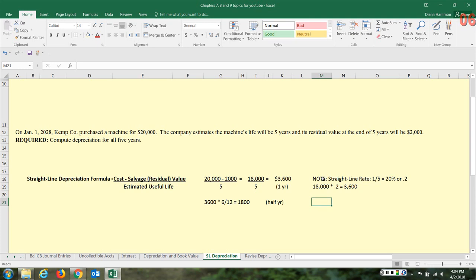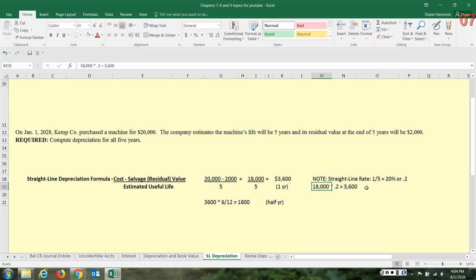Now do note over on the right hand side here, I want you to just be familiar with this. When we say what is the straight line rate, it is actually 1/5. That's 1 divided by the estimated life. So 1 divided by 5 in this case. It could be a different number depending on the problem. It could be 8 years. It could be 10 years. 1 divided by the estimated life. When you just pull out your calculator, 1 divided by 5, you get 20% or 0.2.